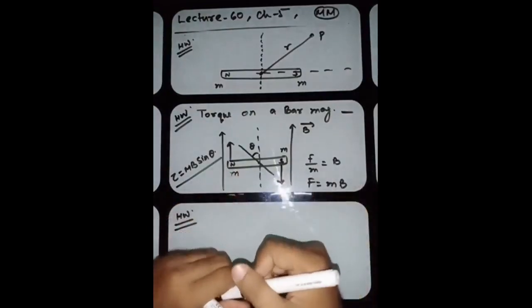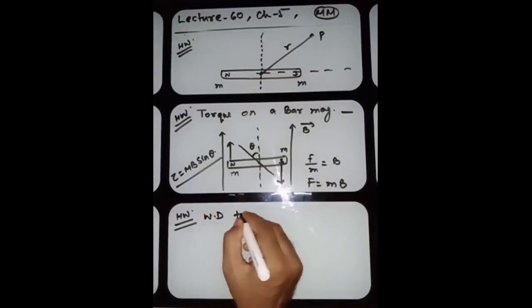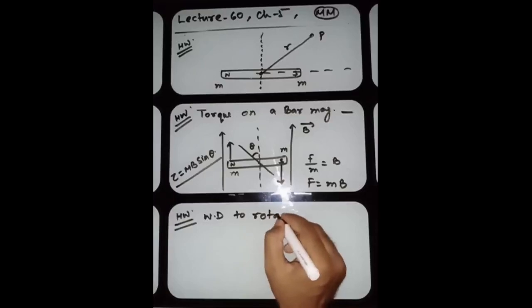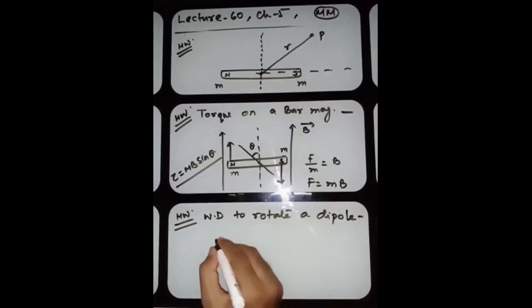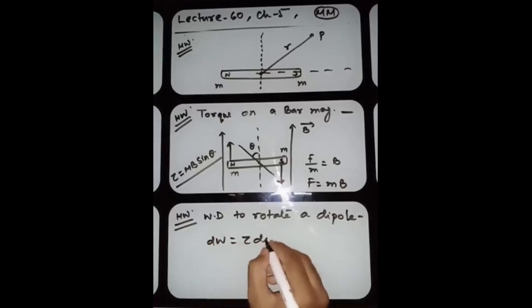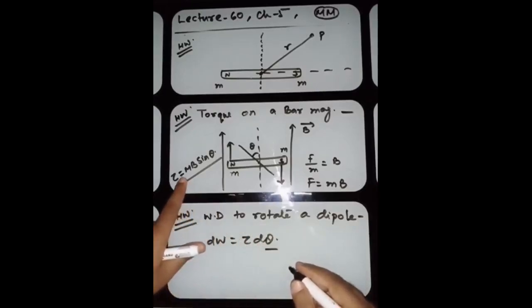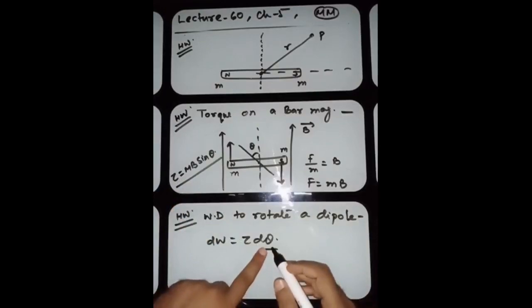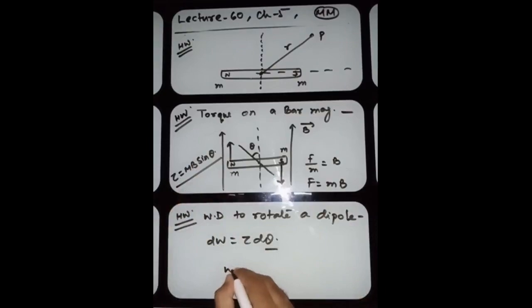So give the heading: work done to rotate a dipole. All right, we know that the small amount of work done is tau d theta. Okay, already you have the tau here, and d theta. After integration, you will find a result. W is equal to, I am writing the result, my dear students.